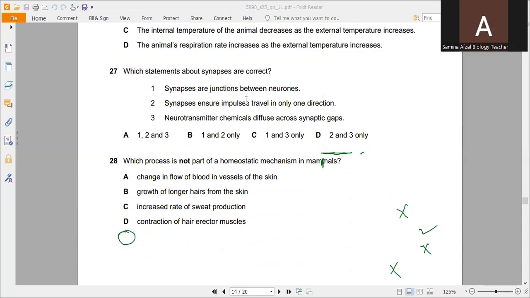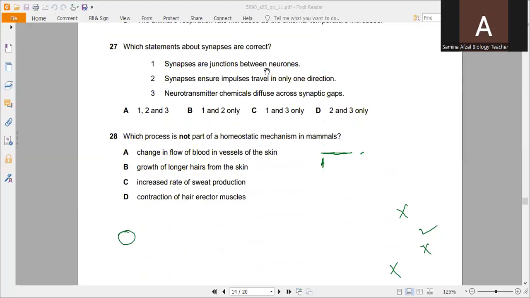Question number 27 is there. Which statements about synapses are correct? Synapses are junctions between neurons, and synapses ensure impulses travel in one direction. Yes, synapses are the small gaps between the neurons. So synapses ensure impulses travel in one direction.